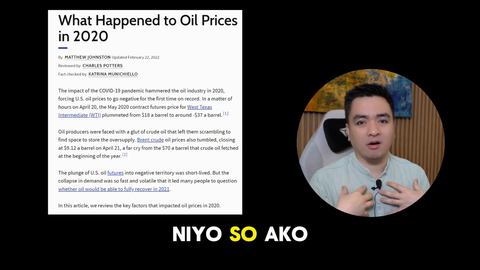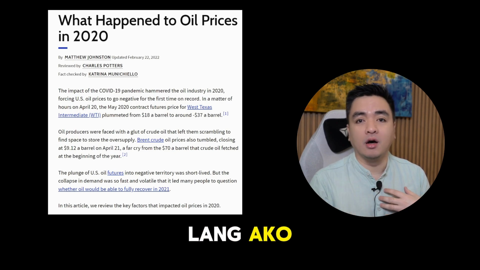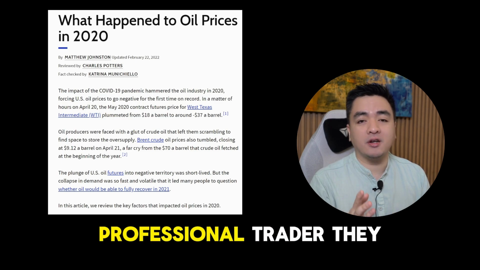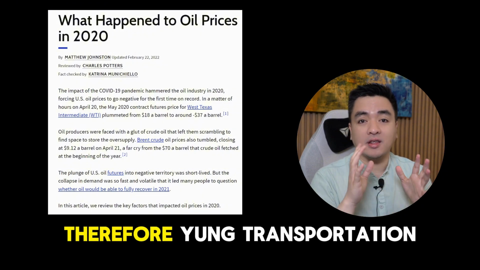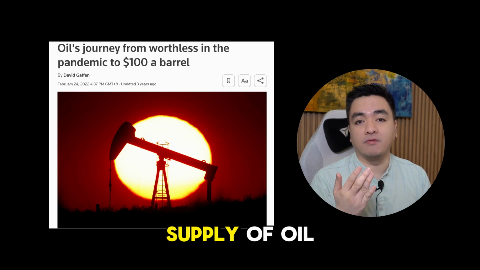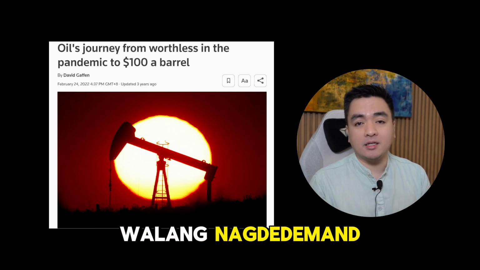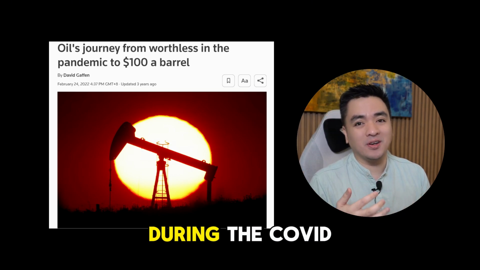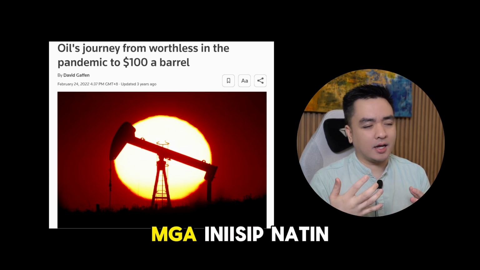Okay? Naisip niyo? So hindi pa ako masyadong nagfo-forex no, nagsisimula pa lang ako, but marami pong naging milyonaryo during that year kasi yung mga professional trader, they know that if everybody is on lockdown, therefore yung transportation will also die down, and that will actually drive the supply of oil to zero kasi wala naman nagta-travel, walang nagde-demand, so ibig sabihin yung price ng oil bumaba po. So if you're buying oil during the COVID season, then therefore you're gonna be losing money. So yan yung mga iniisip natin.